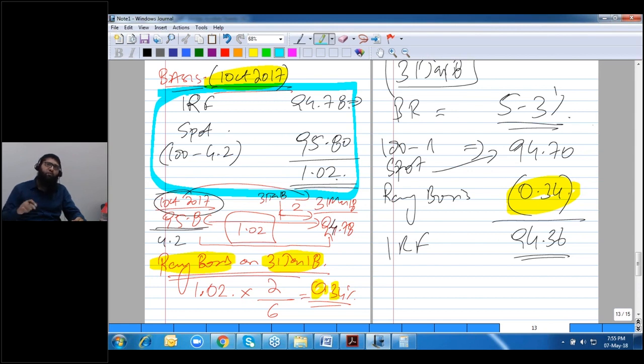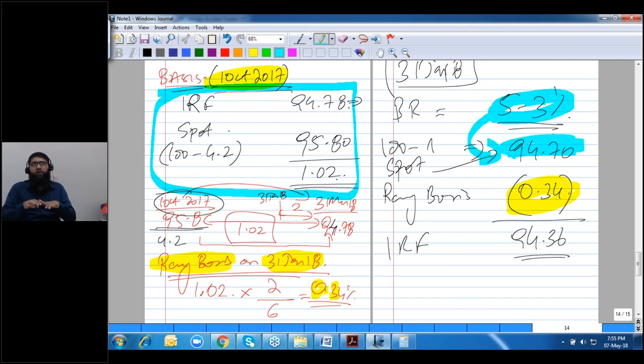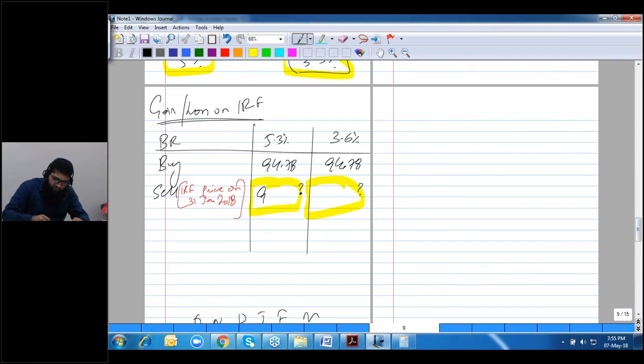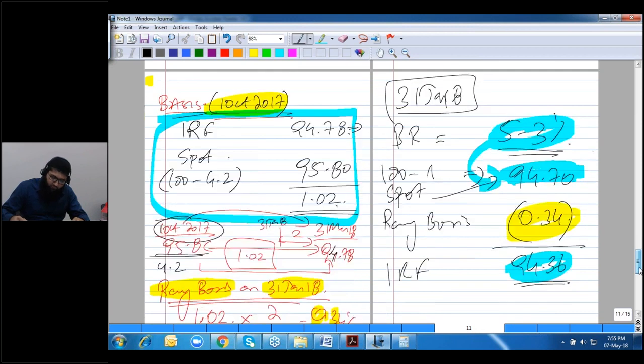Now this relationship would always prevail. What do you mean by that? Basically, if the base rate has gone up to 5.3, we have translated it into 100 minus R as 94.7. Now this is the spot rate. So the interest rate future is going to be lower than the spot, so we need to deduct. We have deducted the 0.34 for the remaining basis. So we have got the IRF as 94.36. Do you get it now? Perfect. That means the price of the interest rate future is going to be 94.36.